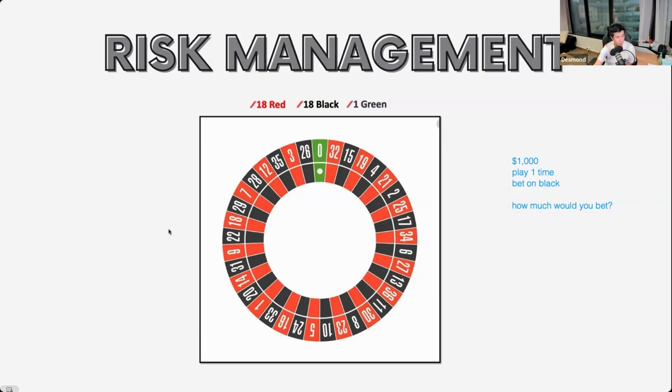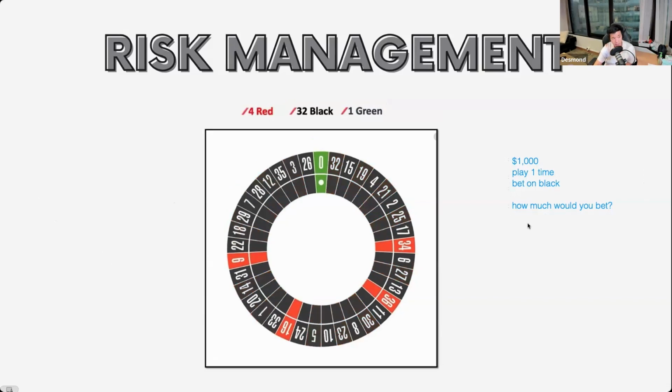Now, if I change things up a bit, same thing, but this is the new roulette table. You have 32 black and 4 red. How much will you bet on black? Same thing, you can only play once. She was all in, because you probably have a 90-something percent chance of being correct, or close to 90%. What about everyone else? What about Hazel? Benito? How does it change for you guys?